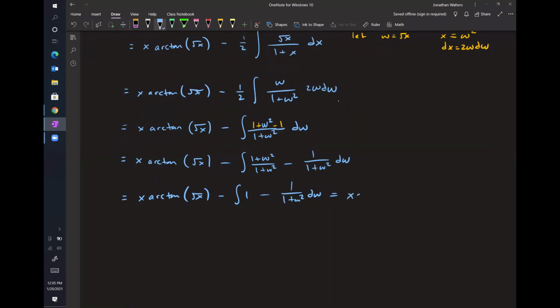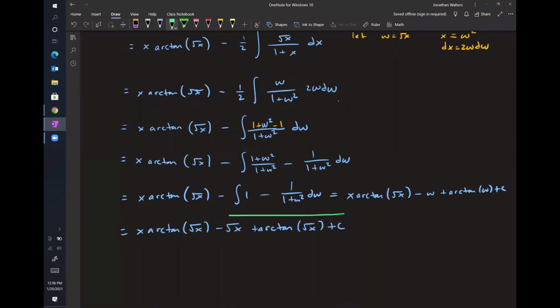So that's going to be x arctan square root of x minus w plus arctan w plus c, and w was square root of x. So this is going to be x arctan square root of x minus square root of x plus arctan square root of x plus c. That was a pretty legit integral. It's a little tricky. A little tricky.